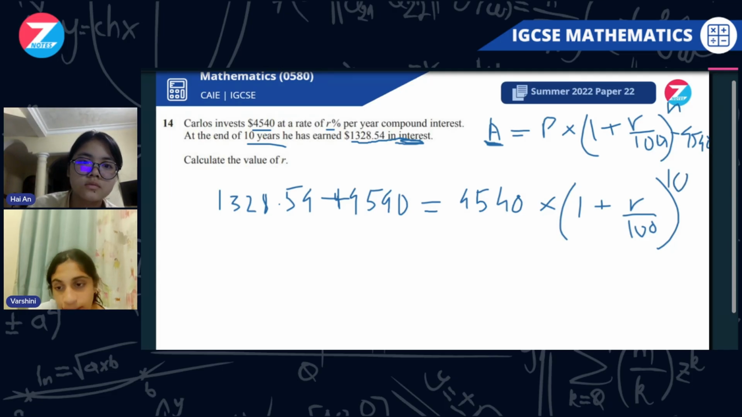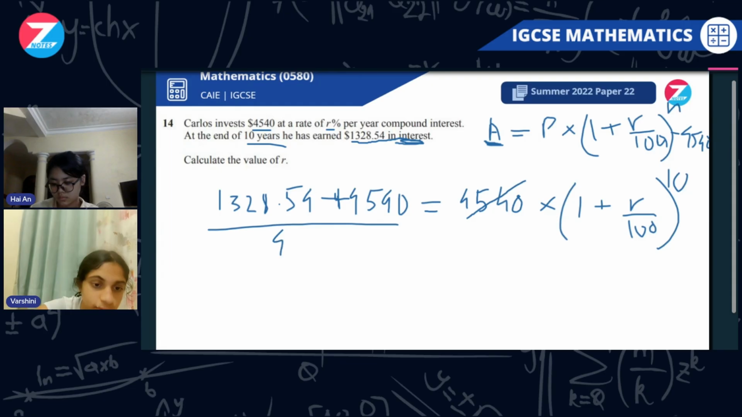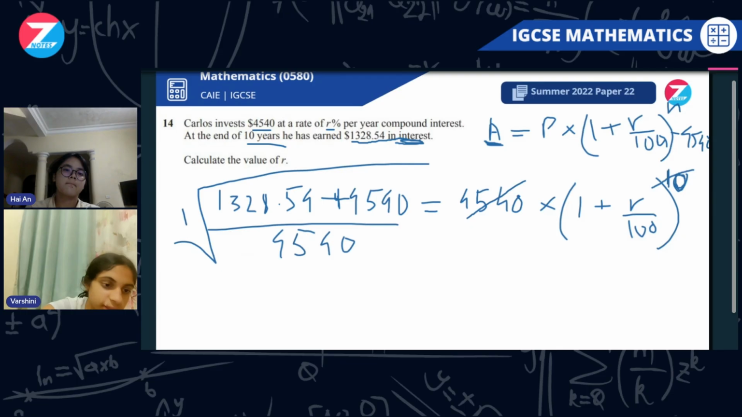Okay, so now to calculate the value of R, all we need to do is move everything to the other side to make R the subject of the formula. So first, let's get rid of 4540 by dividing both sides by 4540. And now we have this to the power 10. Since it's to the power 10, we need to root both sides by 10 to get rid of it. So we can just cancel this out by rooting it to 10, and root this full thing to 10. Once we do that, we're still going to have 1 plus R by 100.